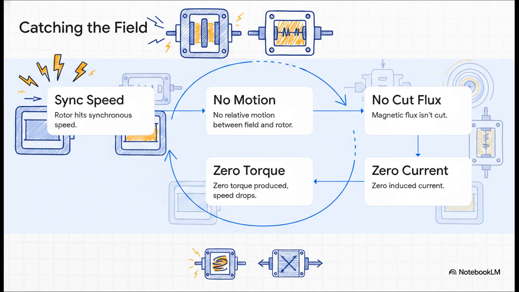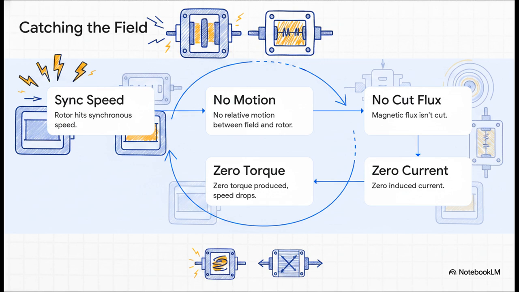Imagine the rotor actually hits synchronous speed. Suddenly, there's zero relative motion between the invisible field and the physical rotor. They're moving perfectly together. Because of that, the magnetic flux lines aren't being cut by the rotor bars anymore. No cutting means zero induced current in the rotor. And zero current?